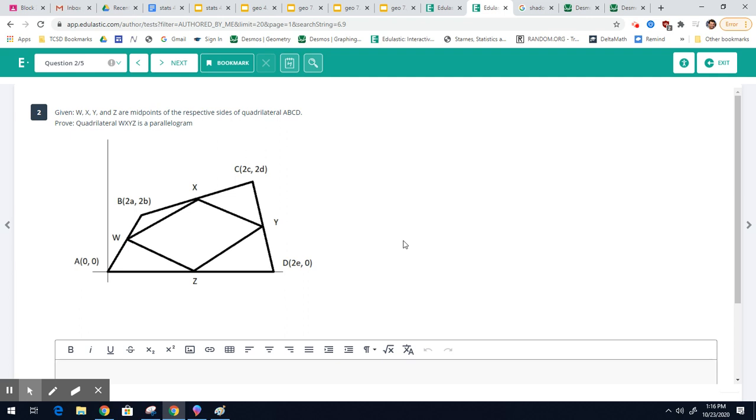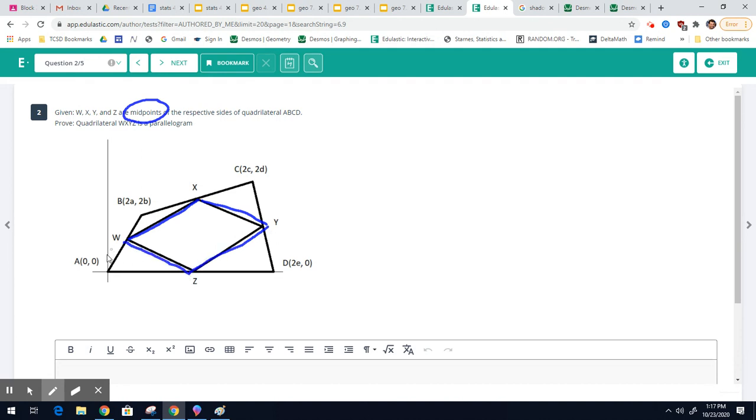Okay, honors geometry, here we go. Given W, X, Y, and Z are midpoints of the respective sides of quadrilateral ABCD, prove that quadrilateral WXYZ is a parallelogram. So first thing I see is this word midpoints, right? So I need to find the midpoints. Notice I have the new figure drawn, and it almost looks like a rhombus, right? But again, we're just going parallelogram.